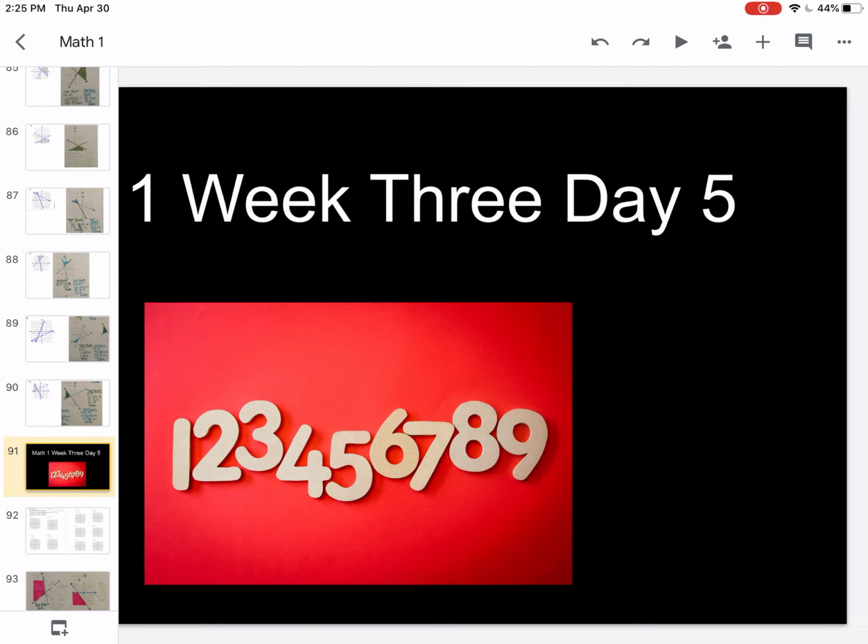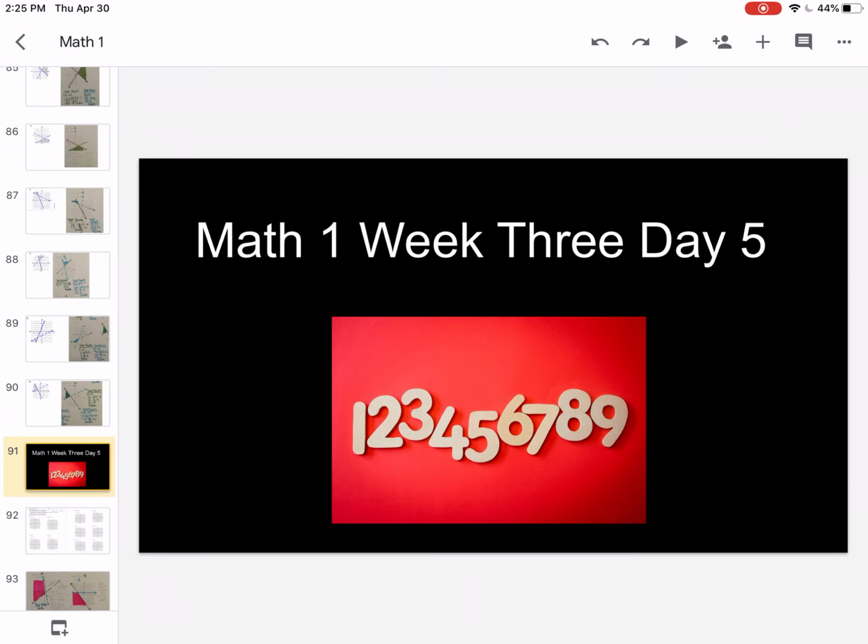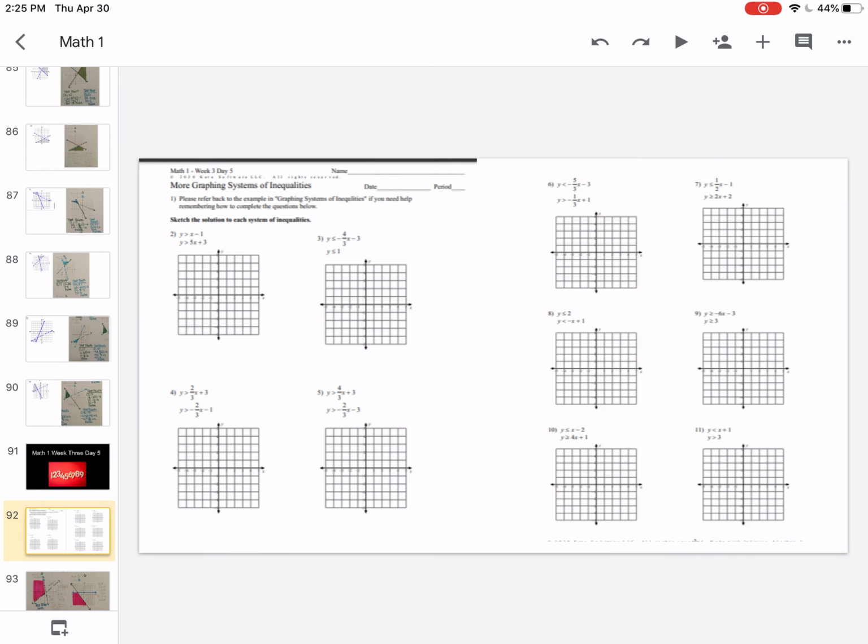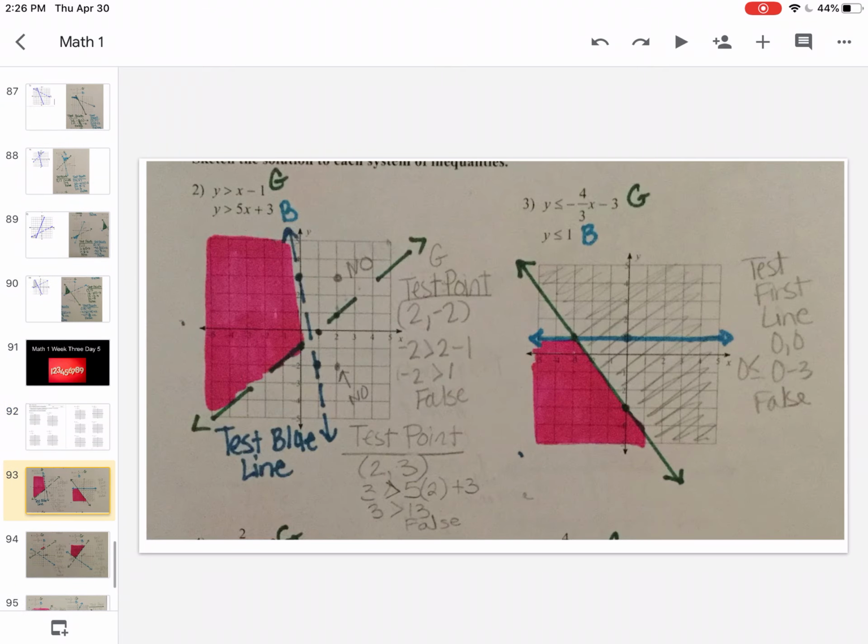Okay, so this is actually our last day. I'm going through this pretty fast, so if you need help, please let me know. So these are your worksheets, okay? And this is pretty much more of the same thing, okay? So you're graphing your lines, okay? After you graph your lines, you're plugging in test points, okay?